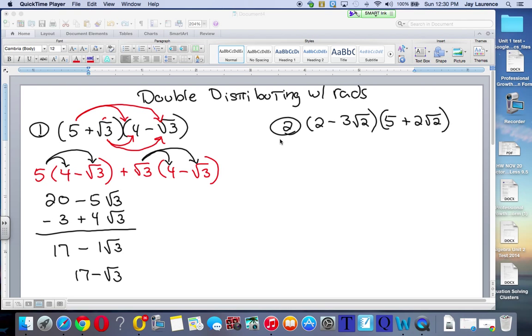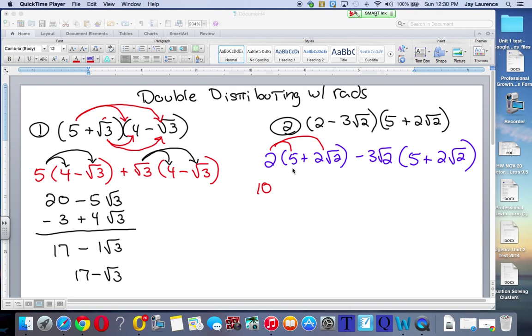I'm going to rewrite it. I'm going to write 2 times the quantity of 5 plus 2 rad 2 and then minus 3 rad 2. Oops, better rewrite that 2 there. Minus 3 rad 2 times the quantity of 5 plus 2 rad 2. All right, so we're just going to double distribute. Now we're going to go 2 times 5 and 2 times 2 rad 2. Well, 2 times 5 is 10, and 2 times 2 rad 2 would be 4 rad 2s, right? Because this is like 2 times 2x. That would be 4x. It's 2 times 2 rad 2.